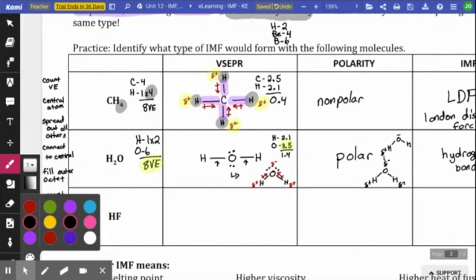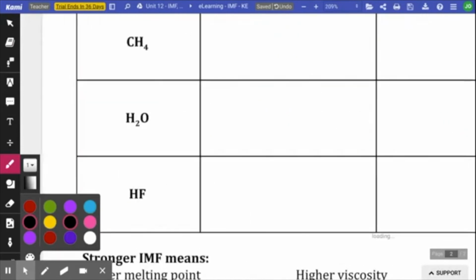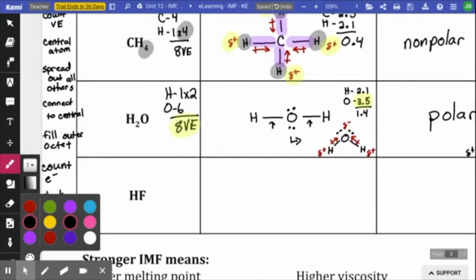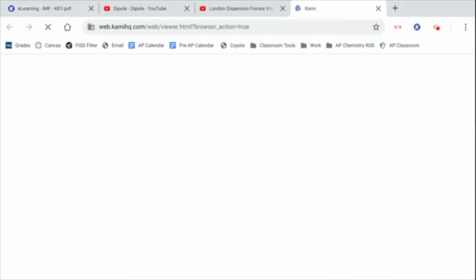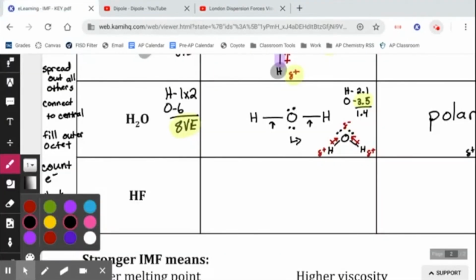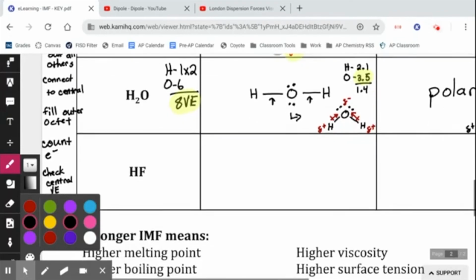Okay. Next, I want y'all to work this problem before I do. So I'm going to give y'all a little bit of time to work that. Pause your video and then I will work it through once you have finished. Okay, so you should have finished working through that HF. So let's do a quick one. I'm going to work through it very quickly.